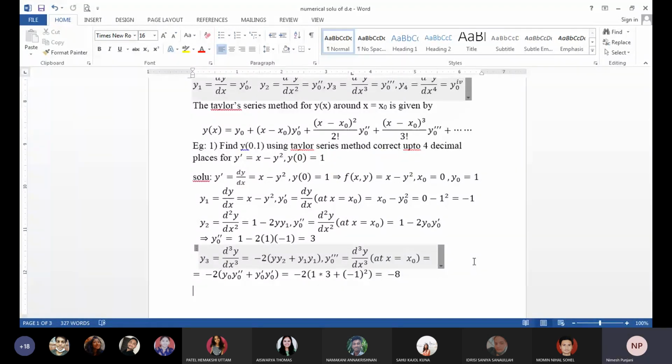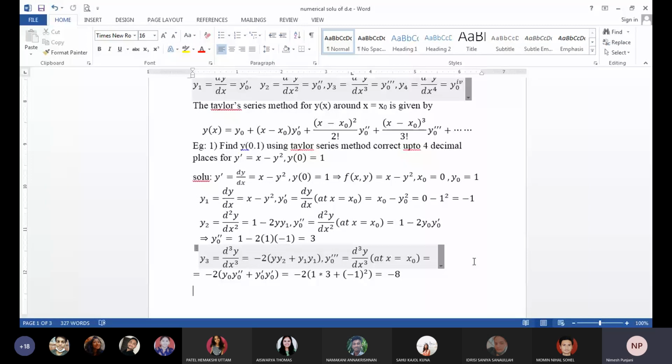Then we come to y3, that is the third order derivative. The third order derivative will be the derivative of your second order derivative. So what is the second order derivative? 1 minus 2y into y1. Okay, 1 minus 2y into y1.